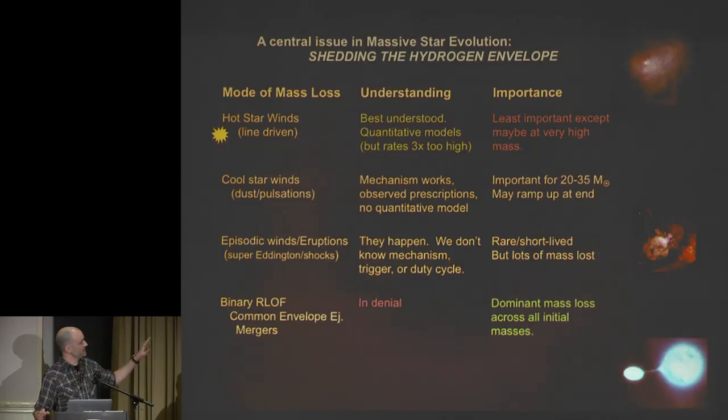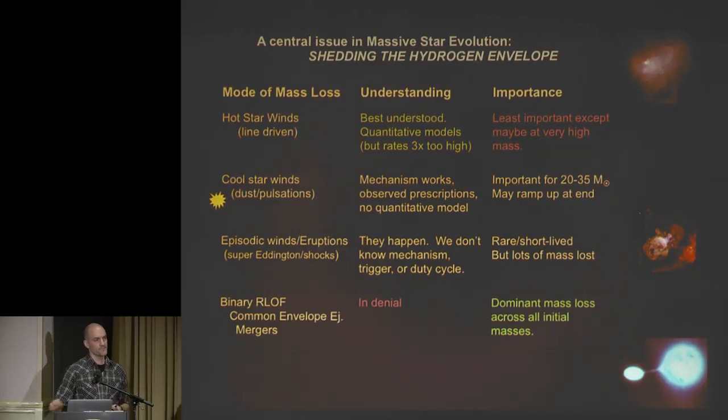The next type of thing is also a steady wind, but it's a cool star wind, red supergiants. And those are not as well understood as hot stars, but we still have the basic idea that pulsations lift material up to a few stellar radii where dust forms, and then it's radiation pressure on dust that pushes this material away. But there's a huge amount of uncertainty in actually the efficiency of the dust formation, what the gas to dust mass ratio is. And we do not have a quantitative predictive theory of mass loss for red supergiants.